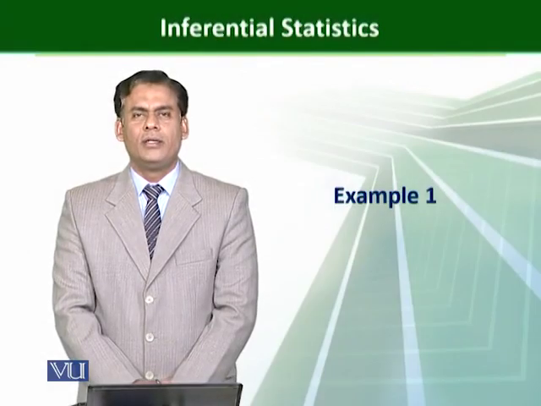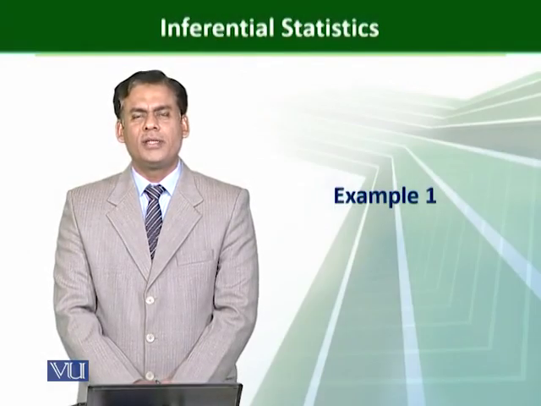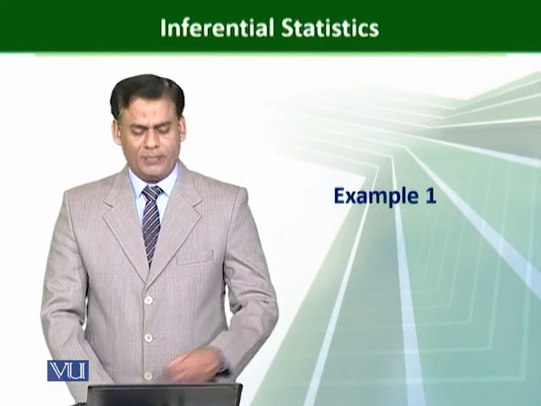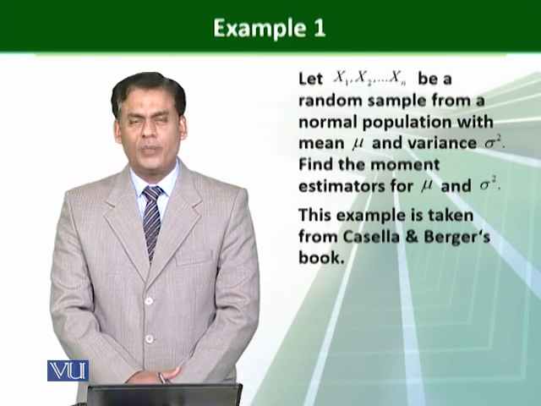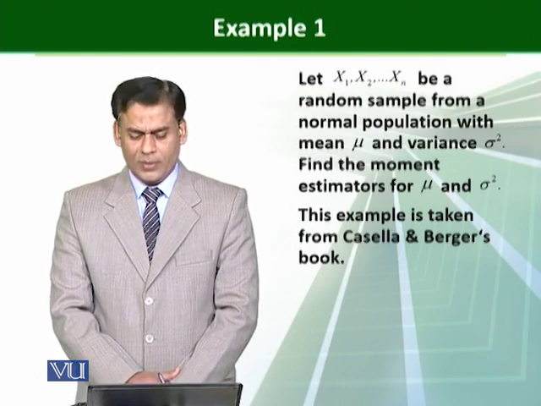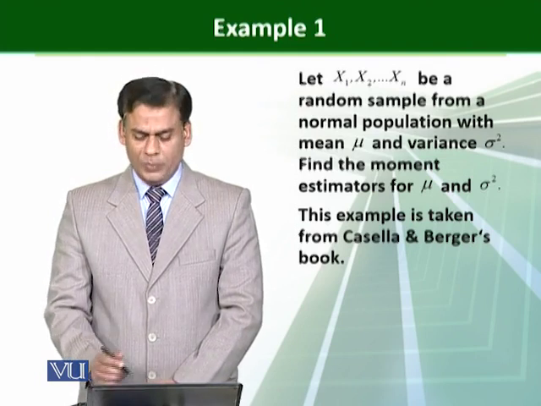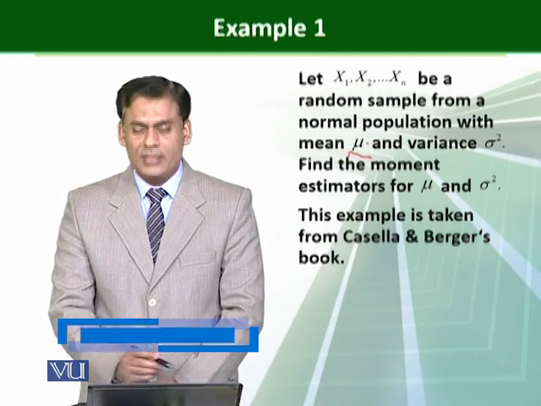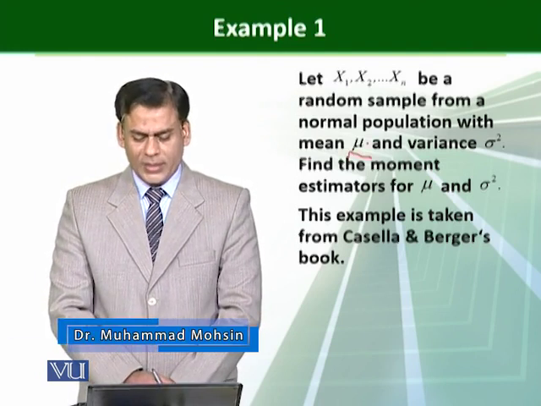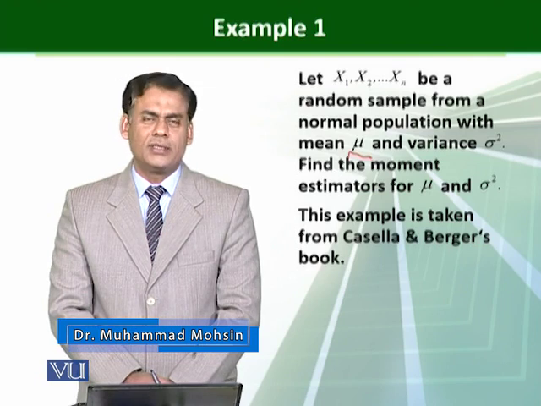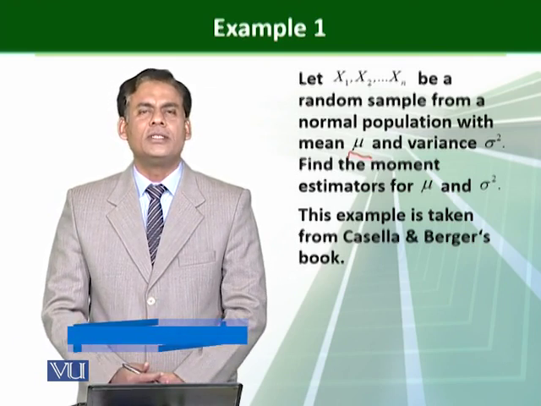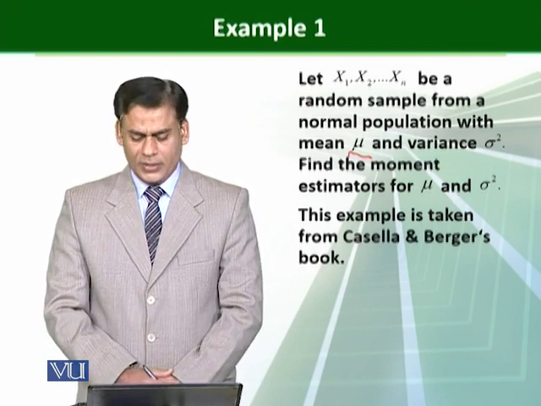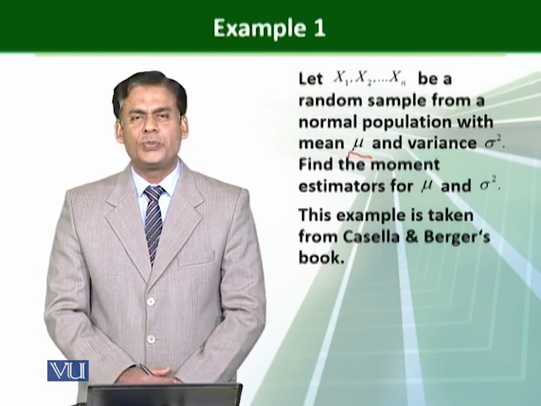Example 1. To understand the concept of moment methods, we take a simple example. Let X1, X2, up to Xn be a random sample from the normal population with mean mu and variance sigma square. Find the moment estimators of mu and sigma square. So we have to find the moment estimators of mu and sigma square. This example is taken from the Casella and Berger book.